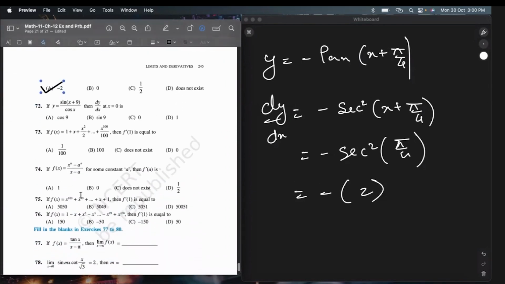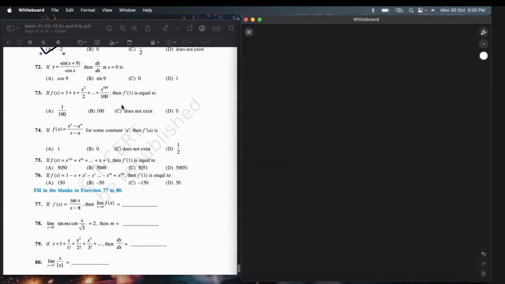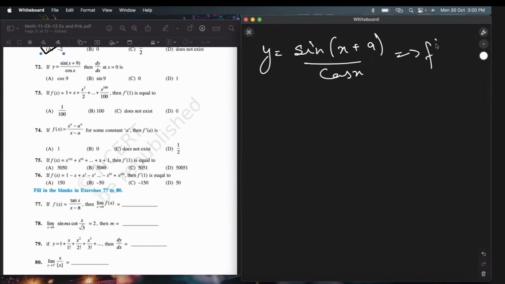Now, let's hop on to the next question. See, in the next question, what has been given to me is that y is sin(x plus 9) divided by cos x. Now what we have to do is find dy by dx at x equals 0. Same thing written as this.